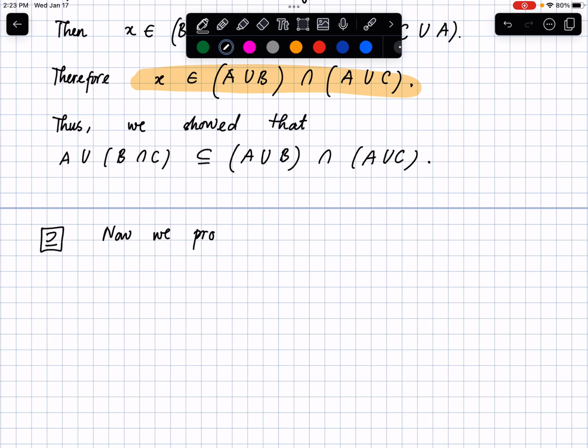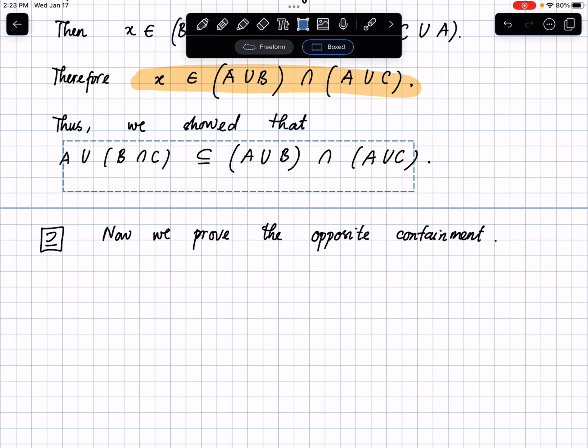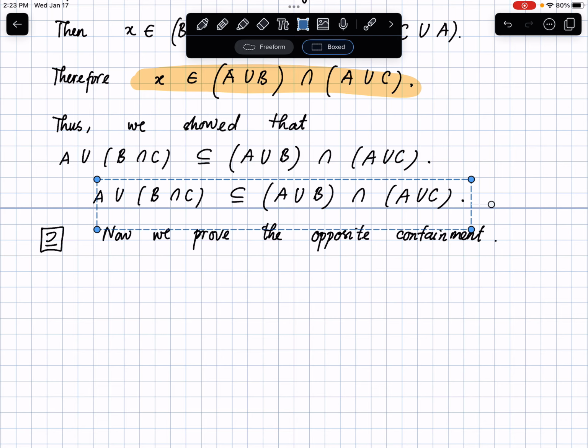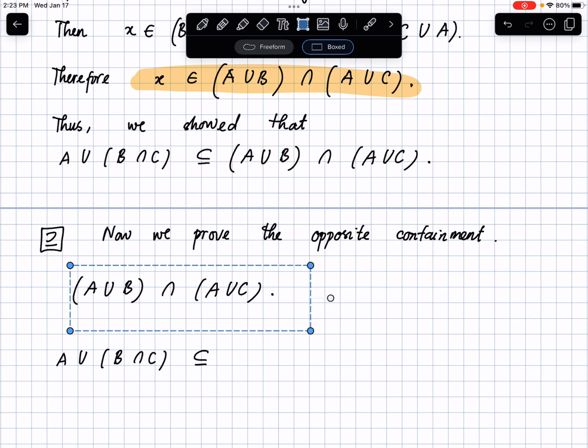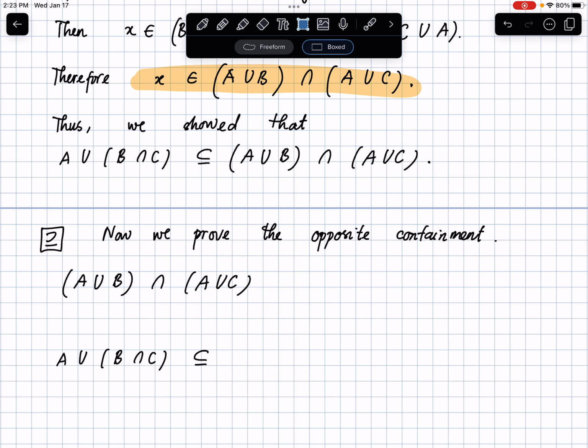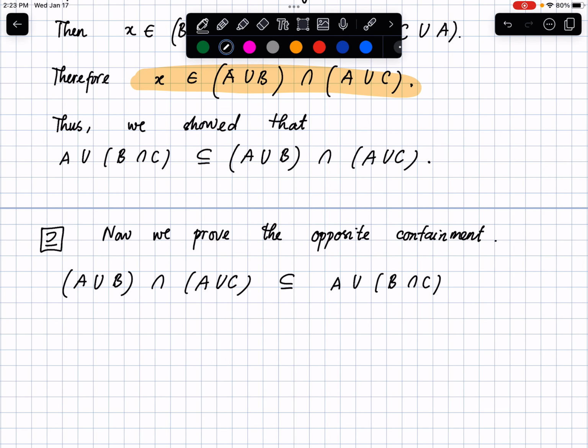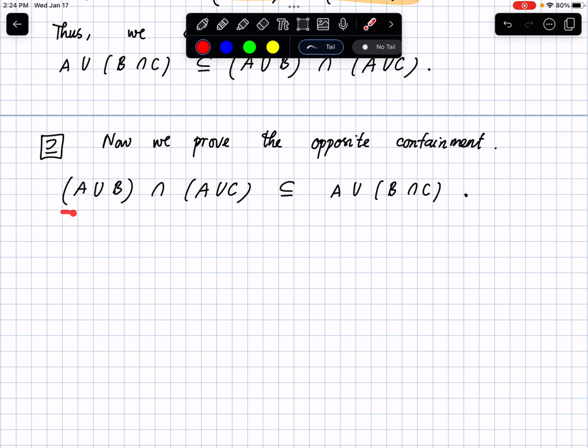Now we prove the opposite containment. Which is this one. Let me write like this. The right hand side set is a subset of the left hand side set. Right? So how do we do that? We pick an arbitrary element in this set. We want to show it is also an element in the other one.